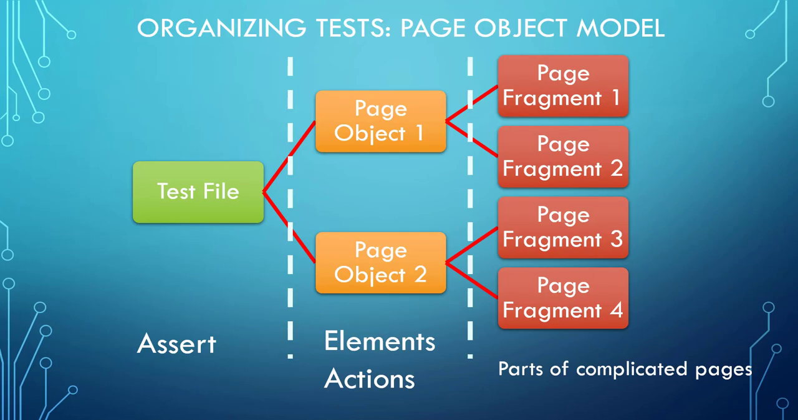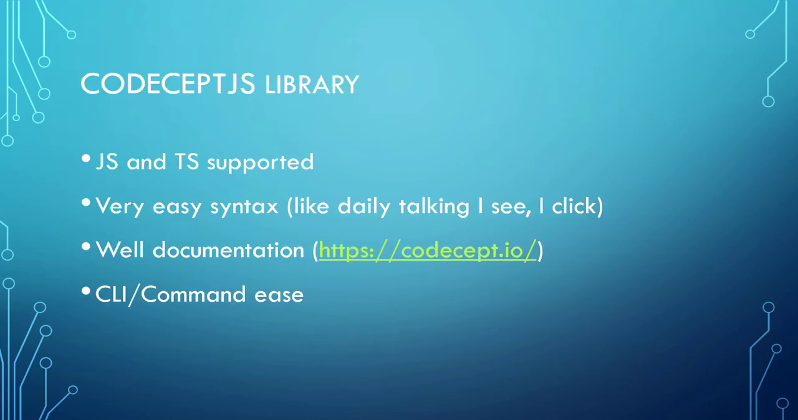This is our model for organizing our test files. In page object model pattern, we create classes for each page, which is called page object. And if there are complicated parts, like a sidebar, filter box, list, etc., we split them into page fragments. In page objects, we store our page elements and actions in fields and methods, but we don't make any assertions or tests.